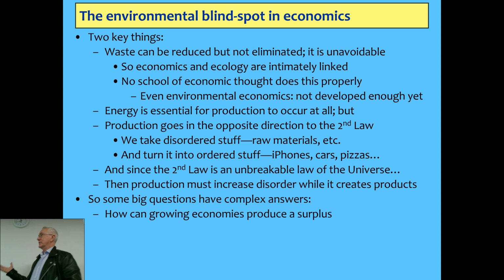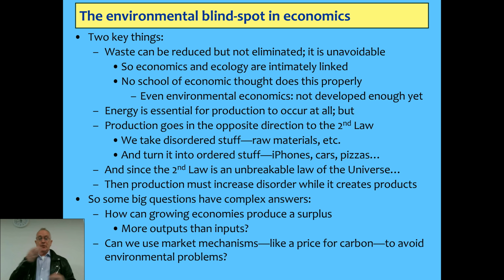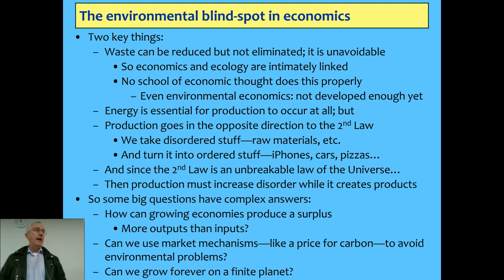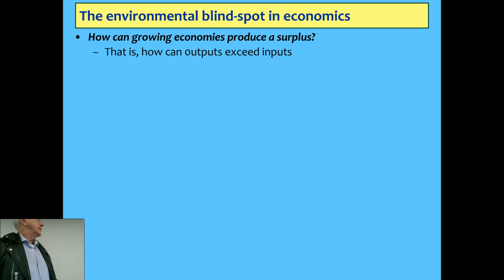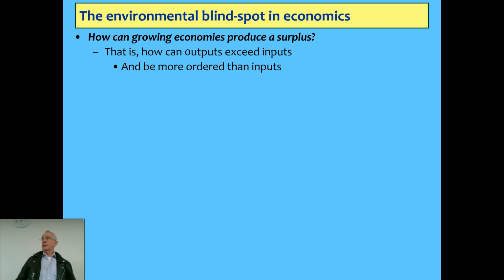So this raises a whole range of curious questions, which again, economic theory hasn't answered properly. How do you produce a surplus? How do we produce more outputs than inputs every year? Which is what we do. And could we use market mechanisms to eliminate problems with the environment? Which is what a lot of economists think you can do. And can we grow forever on a finite planet? Which again, a lot of economists don't think there's a problem with production on a finite planet. And how do they produce a surplus, first of all? How do outputs exceed inputs and become more ordered, so from iron ore to steel?